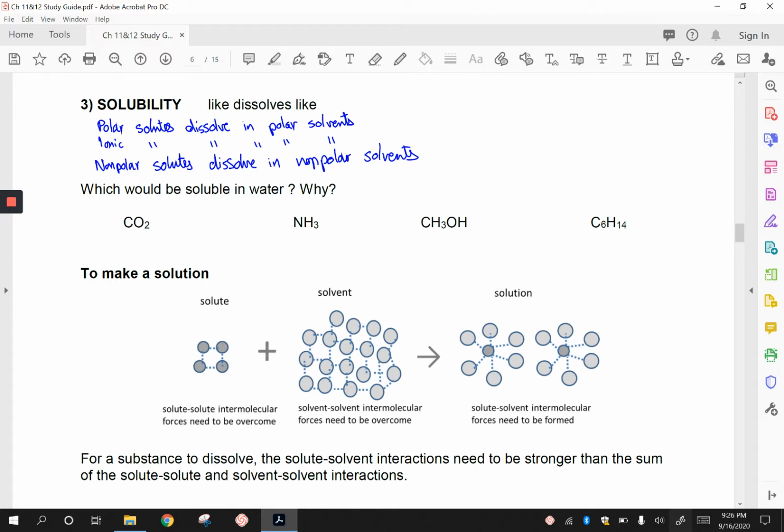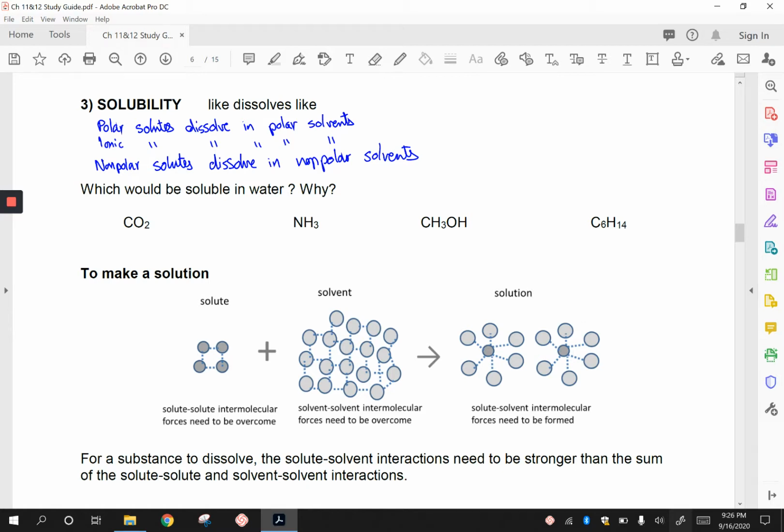So the idea of like dissolves like is that polar and ionic substances have either charges or partial charges. If both substances have charges or partial charges, they're going to mix together. If both substances do not have partial charges, like nonpolar and nonpolar, then they're going to mix together. But if one of them has charges or partial charges and the other one doesn't, then they won't mix. So if they're alike, they're going to mix. If they're not alike, they're not going to mix.